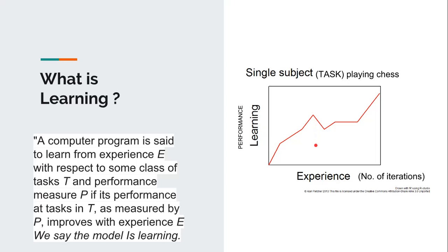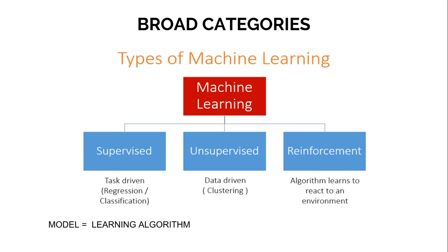Now, the same applies to us also. If we are trying to play chess, and with our experience we are improving in playing chess, we can say that we are learning. The same goes for our machines. Now let's move on to types of machine learning. It is broadly classified into three major categories.